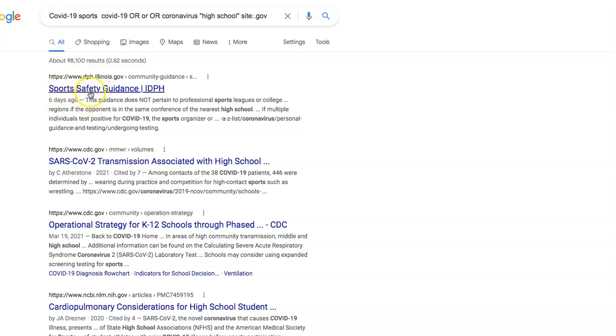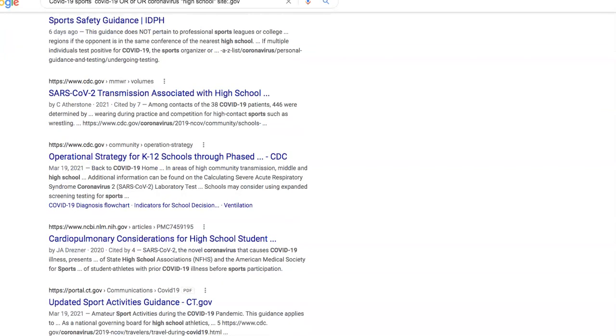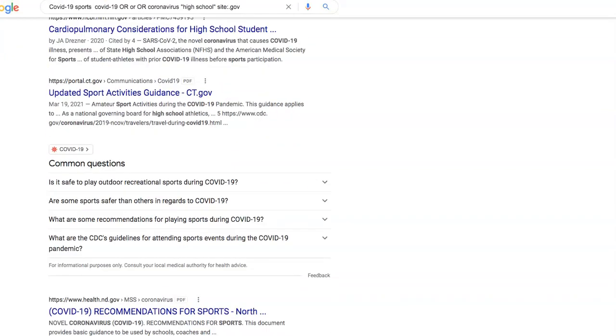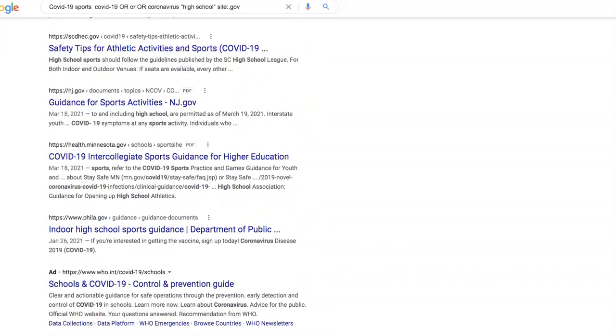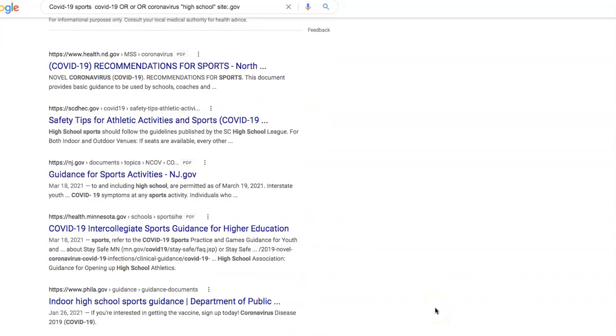I'm going to have something about sports safety guidance from Illinois, the CDC's talking about operational strategy, et cetera, CDC, the National Library of Medicine. I have something from Connecticut. So you can see by doing just something like that, I've gotten to things that I normally would not have gotten through the Google search.